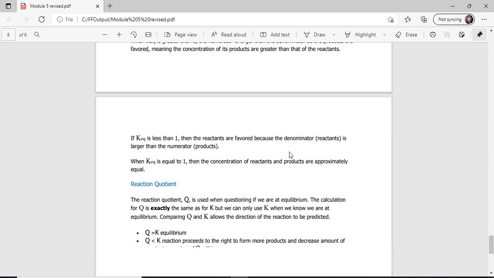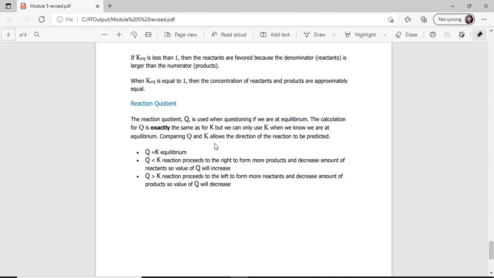That's why. Now, for your reaction quotient, okay, the reaction quotient or your Q is used when questioning if we are at your equilibrium na. The calculation for your Q is exactly the same for your constant or for your K. But we only use K when we know we are at your equilibrium na. Comparing your quotient, okay, to your constant allows the direction for your reaction to be predicted.